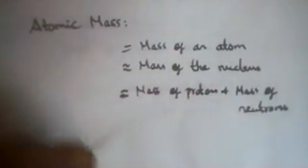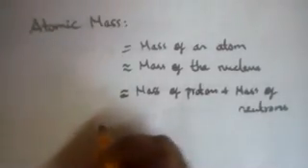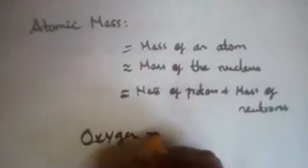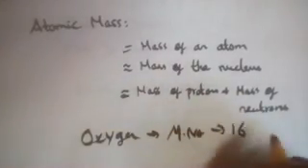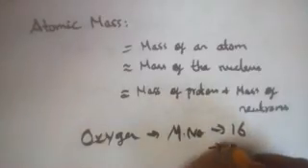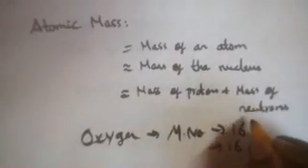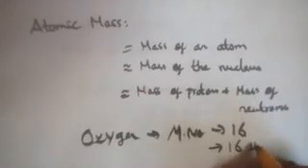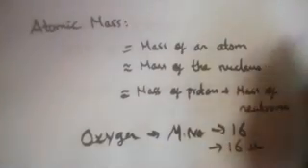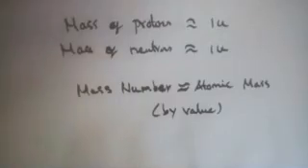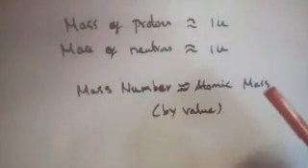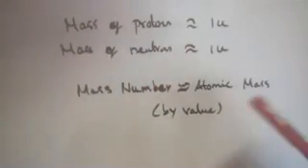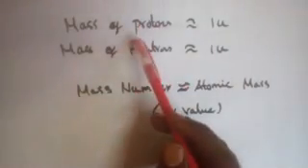Let me tell one example. If we consider oxygen, the mass number of oxygen is 16, but the atomic mass of oxygen is 16 U. Numerically they are the same, but one has a unit while the other has no unit. So how are they numerically the same? Because one is a count, as I told you, and the other is a mass. Then how do they have the same value? Here is the answer.